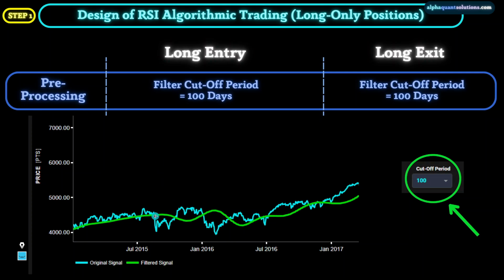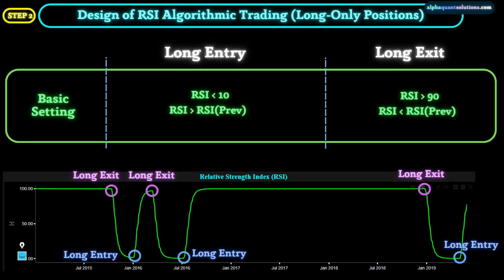And this is what you see here. The original signal is in light blue. The green smooth one is the filtered version. And this is in the control panel on the dashboard where you can select the filter cutoff period. So this is the first step.